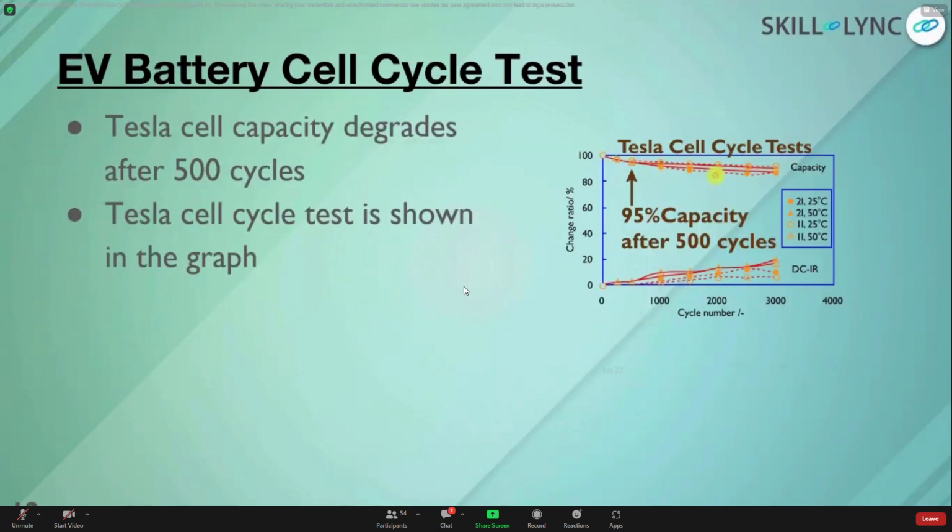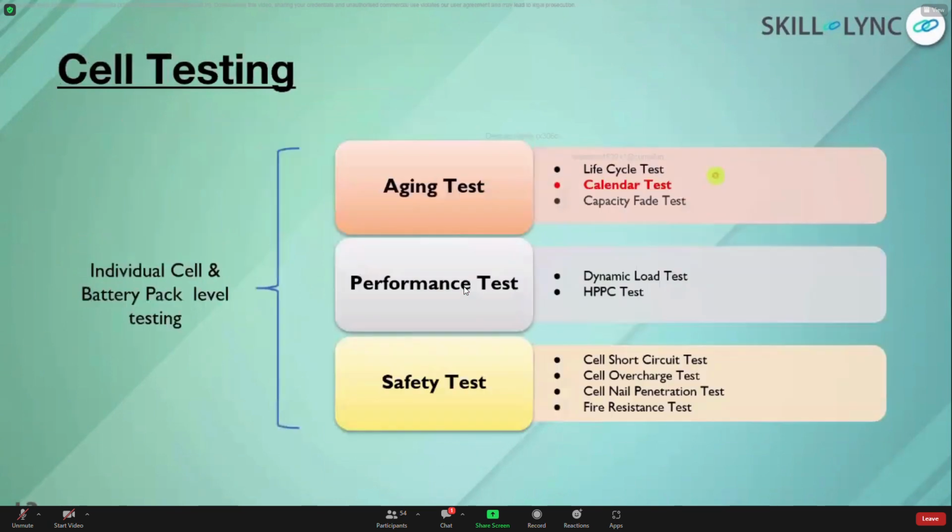So from this particular data, we can understand that if the life cycle count is very high, the capacity of the cell decreases. Okay, so this is a very important point. You have to note it down. All right, so let's go into the next testing, which is the calendar test.